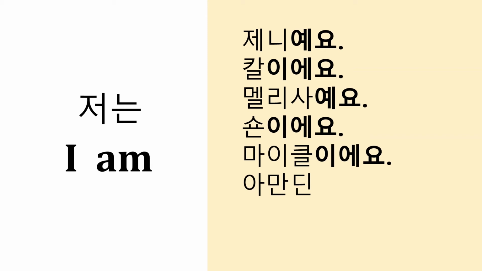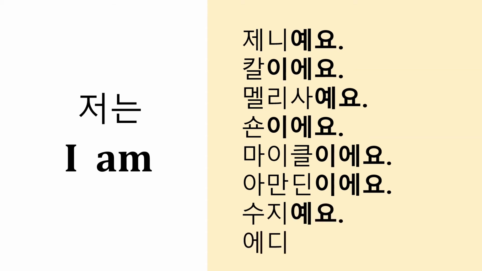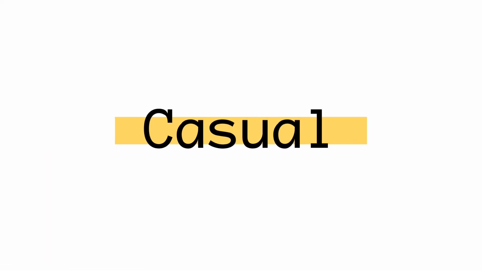Next up is Amandine. Right, 저는 아만딘이에요. For Suji, 저는 수지예요. Last up is Eddie. 저는 에디예요. So for polite form, you use 이에요 or 예요.